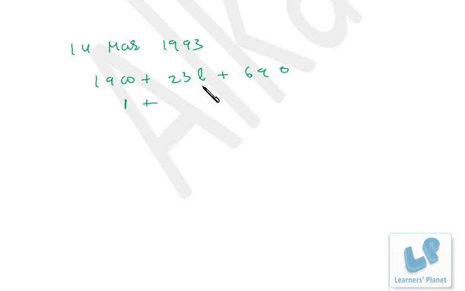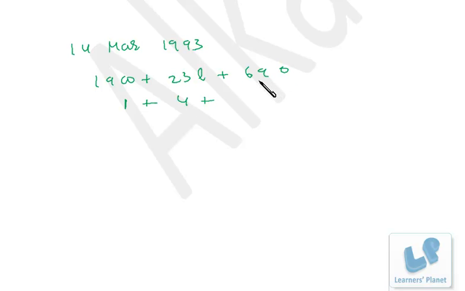Now let's do one more problem. Suppose it is 14th March 1993. So it's 1900 plus 92 completed years. So 92 divided by 4, 23 leap years and 69 ordinary years, right? Now 1900, 1 odd day, 23 leap years, 23 into 2, 46, 46 divided by 7, so the remainder will be 4.